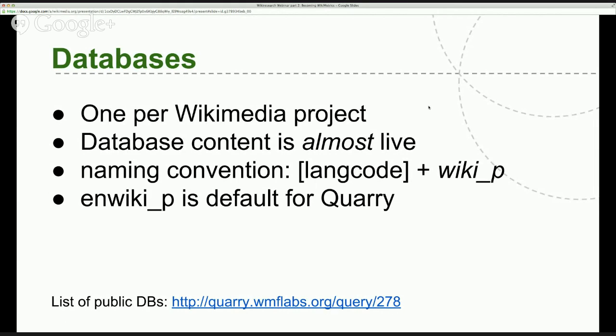So these databases, there's one database per wiki. So there's one for English Wikipedia, there's one for Tagalog Wikisource, there's one for every wiki. And you can query, I believe, all of them. Although today we're going to be just using the English Wikipedia for simplicity's sake.